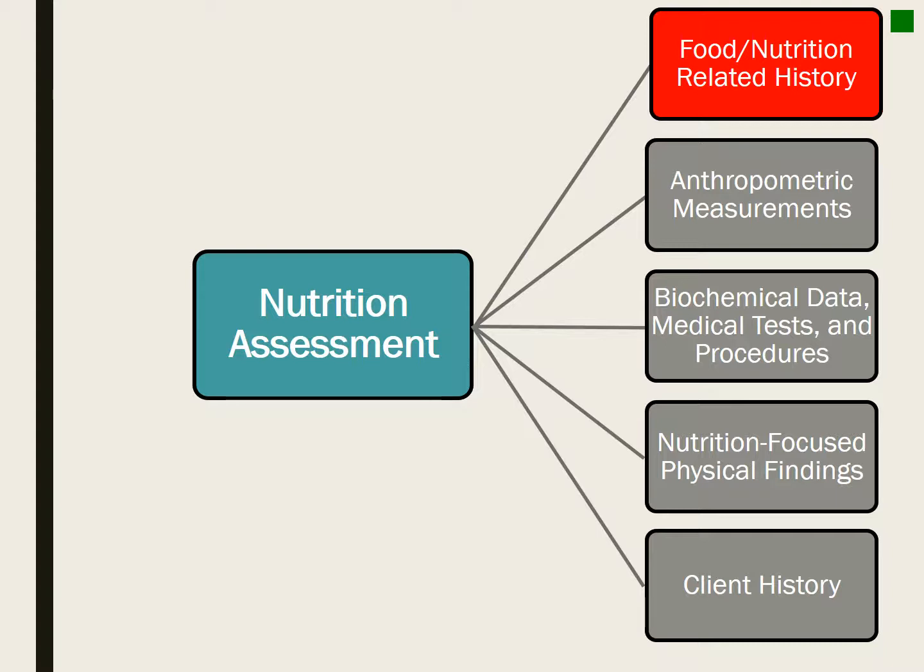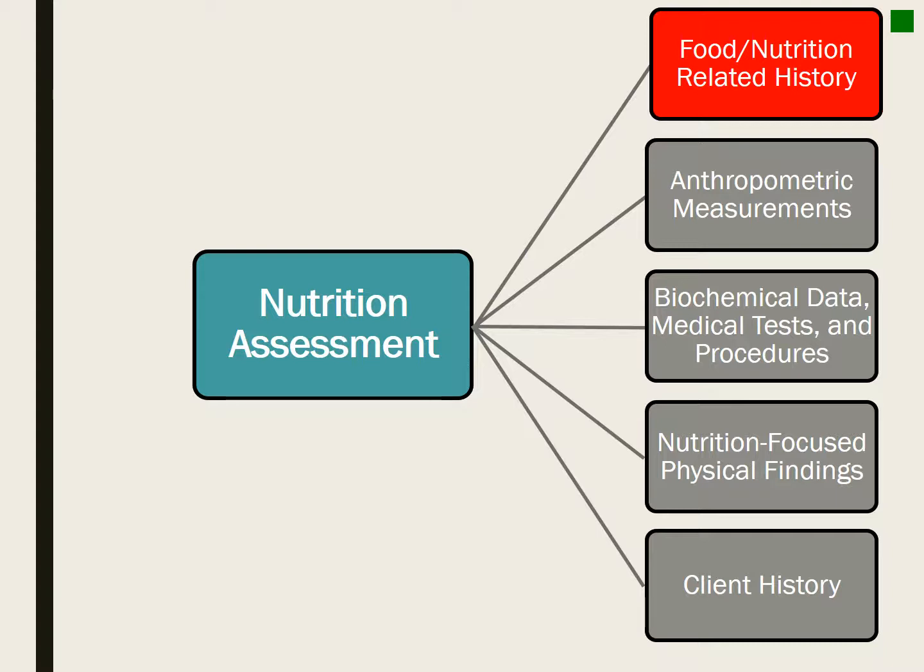Additionally, within the food and nutrition related history, it also examines medications and complementary alternative medicine use. So these may impact nutritional status, and if you read chapter 8, that focuses on the food and drug interactions if you wanted to get a better understanding of that.